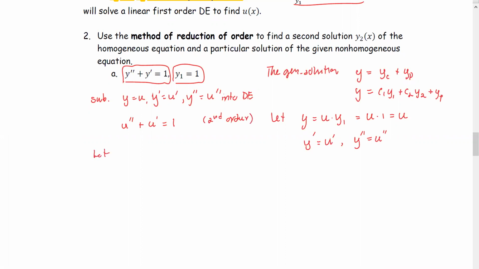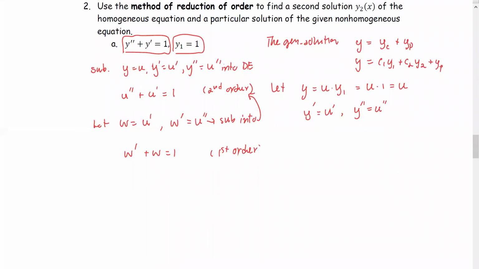Next, we're going to let w be u prime. Therefore, w prime is u double prime. And then substitute into this equation to get w prime plus w equals 1. Now we have the first order equation, which is linear.